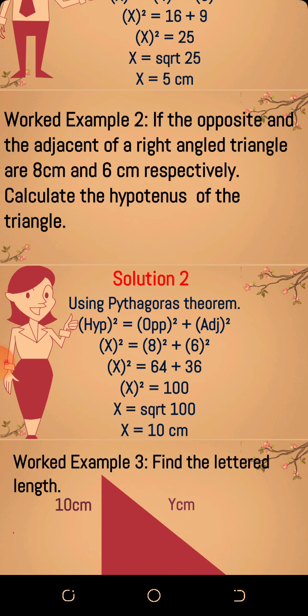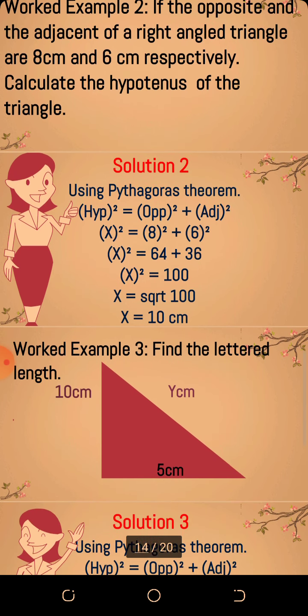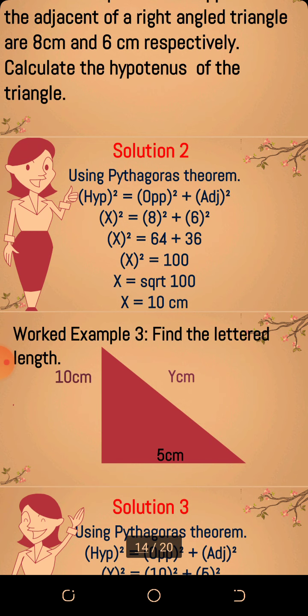8 squared is equal to 8 times 8, which is equal to 64. 6 squared is equal to 6 times 6, which is equal to 36. 64 plus 36 is equal to 100. Then the square root of 100 is equal to 10. Therefore, our hypotenuse is equal to 10 centimeter.